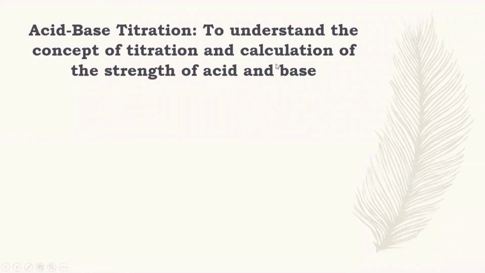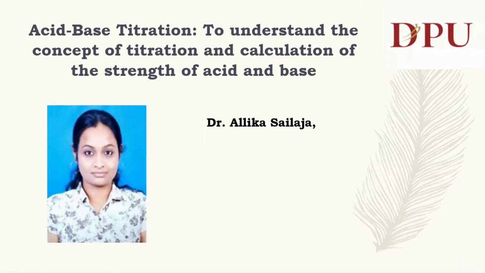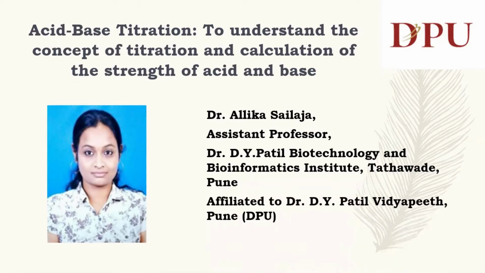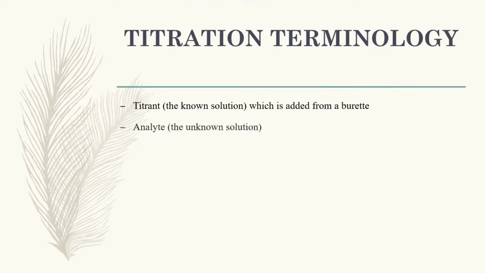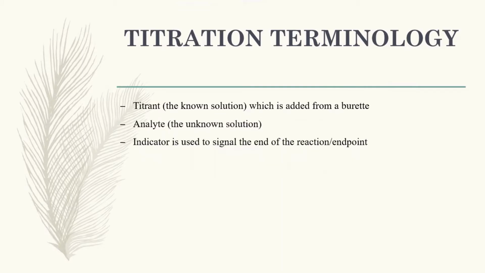Today we shall be discussing acid-base titrations. To understand the concept of titration and calculation of the strength of acid and base. Titration terminology. Titrant, the known solution which is added from a burette. Analyte, the unknown solution. Indicator is used to signal the end of the reaction or end point.